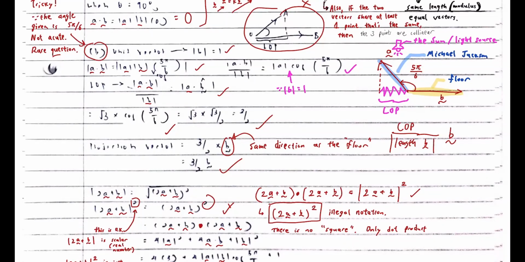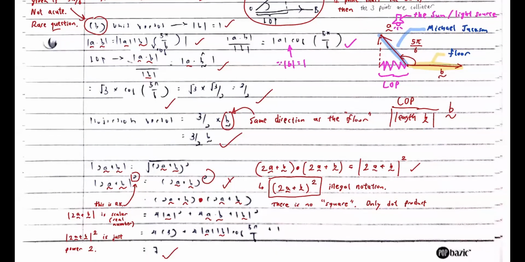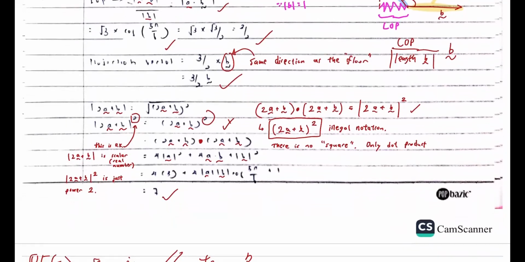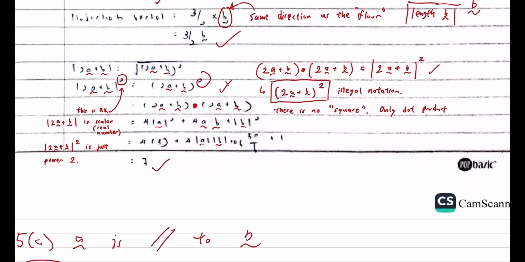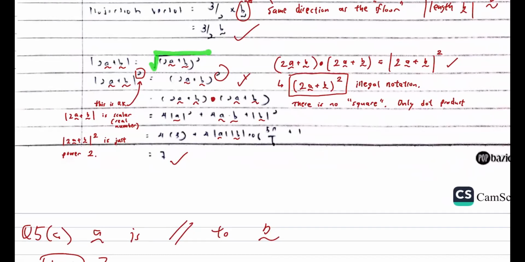Next one, we want to find out the modulus of 2a plus b. Okay, over here, you wrote something very scary. You wrote down the modulus of vector 2a plus b is the square root of the square. Okay, here you are not allowed to write down the square of a vector 2a plus b. There is no such thing. This is illegal notation. There is only dot product or cross product between two vectors. Right? 2a plus b is a vector, 2a plus b is another vector. You only dot product or you cross product. There is no such thing as square. There is only the square of the modulus.